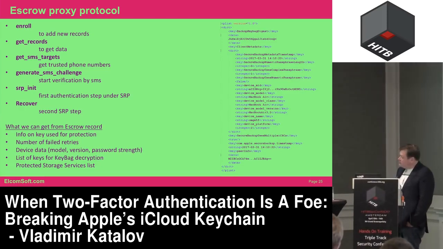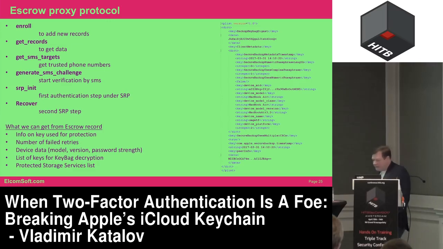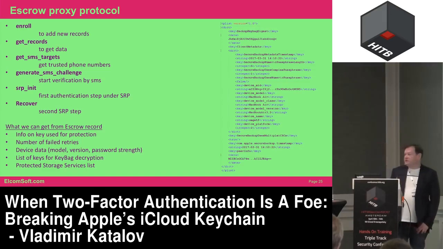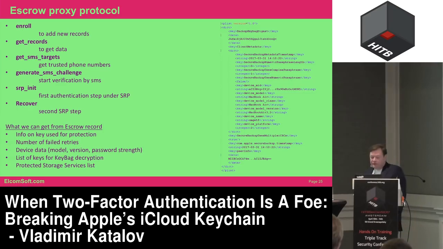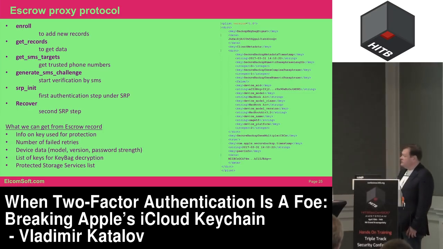And there is probably the most interesting one, the recover command. That is the second step in the protocol, which actually recovers the data from the iCloud. From the escrow records, which are more easily accessible with two-factor authentication than for accounts that don't use it, we can get quite a lot of information on what kind of key is used for protection and the number of failed attempts that have already been performed.